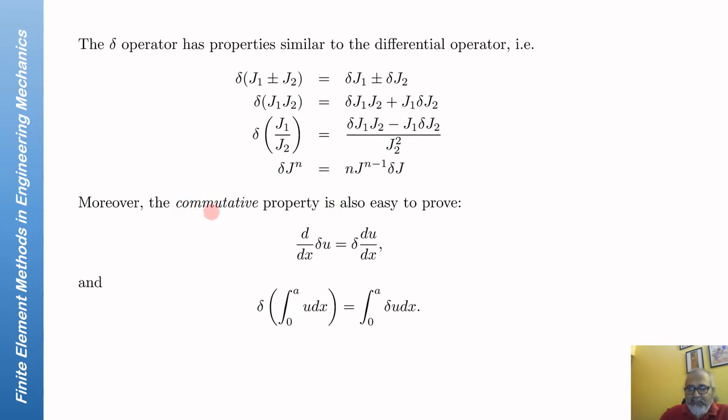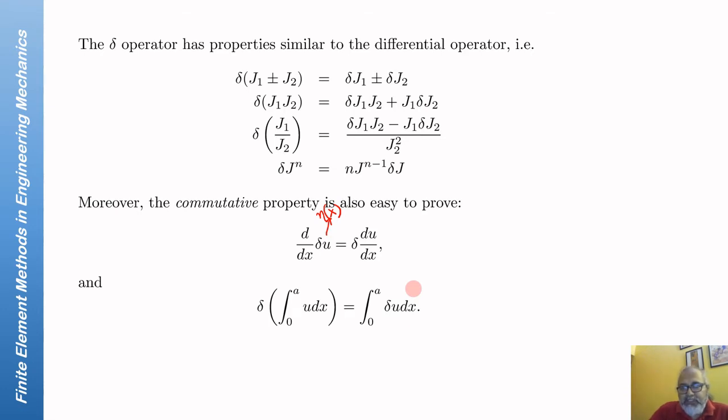And there's a commutative property which comes in very handy, that is d/dx of delta u. Remember, delta u itself is a function because we are using this as a surrogate for eta(x). So d/dx of delta u is delta of du/dx. So this delta and this d can be commuted. Similarly, the delta can be taken inside the integral sign, provided these limits are fixed. These are fixed limits. Then you can take the delta inside the integral sign and you get delta u dx.